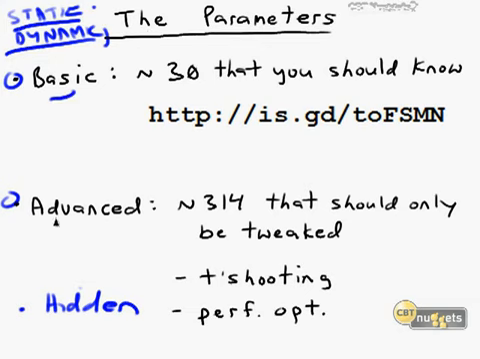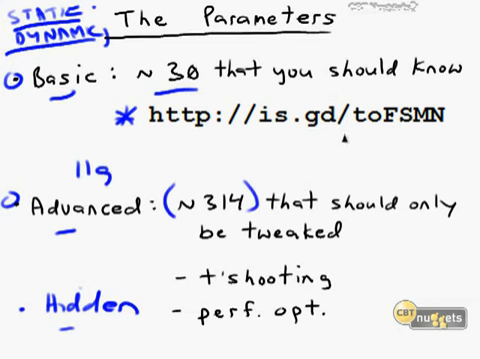Next, we have basic, advanced, and hidden. Now, these are actually documented by Oracle. I've given you a URL to look at your convenience. Basic parameters are the approximately 30 initialization parameters that any DBA should know. These are the most commonly modified parameters. Advanced parameters are over 300 as of the 11g release.